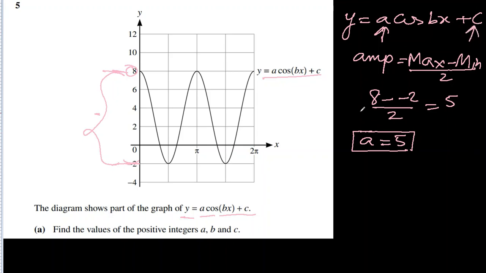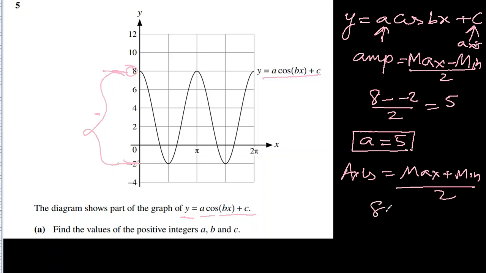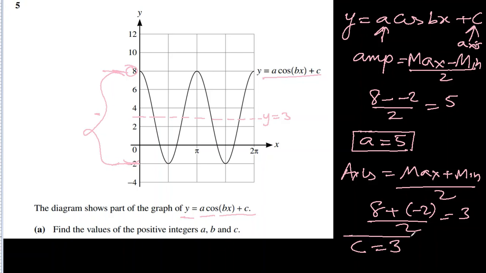Let's move on to c, which is easier. c is the axis of the graph. That means exactly the middle line of the whole graph, that means the average of maximum and minimum. So axis will be maximum plus minimum divided by 2, the average of the two. Maximum is 8, minimum is minus 2, divided by 2, it comes to 6 over 2, 3. So axis is y equal to 3. The equation of the axis is here. This is the axis, y equal to 3. But they're asking us the value of c. So c is just 3.